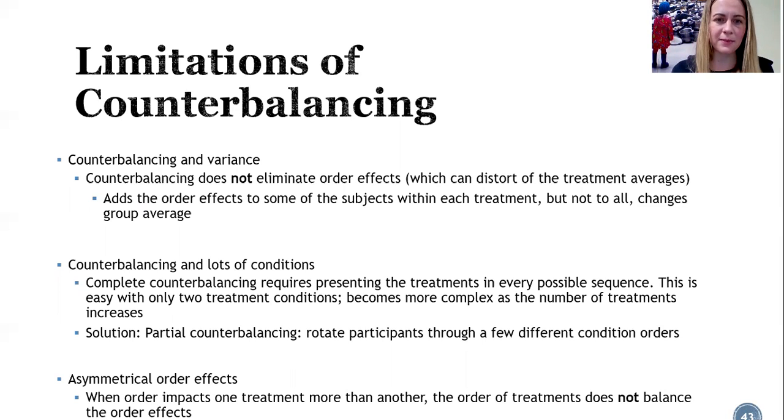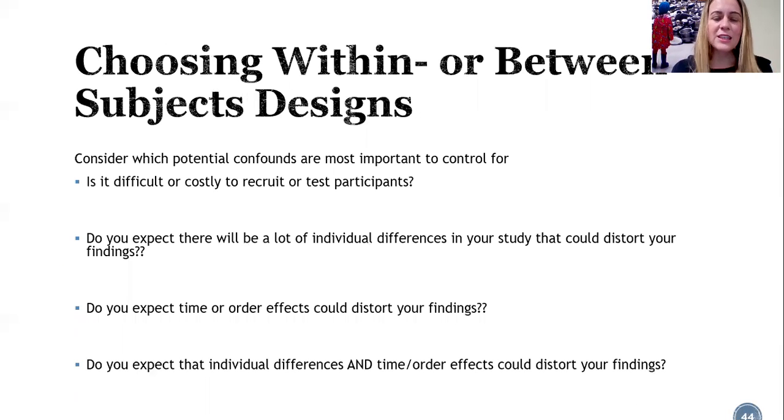So there's some limitations to counterbalancing. It's not going to solve all of your problems, but whenever you do a within subjects design, you should still consider it because it's going to at least increase the internal validity of your study. So if you have to decide for your research proposal whether to do a within subjects design or a between subjects design, you want to consider the pros and cons of both and try to ask yourself these questions and decide which is the best study for you.